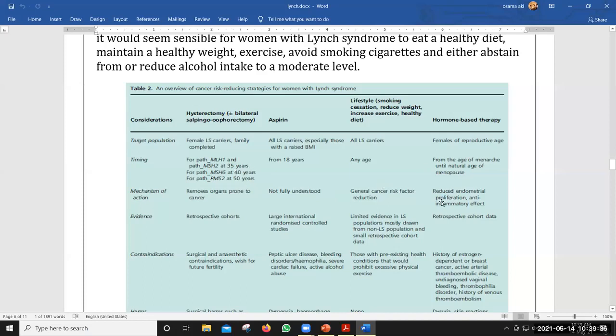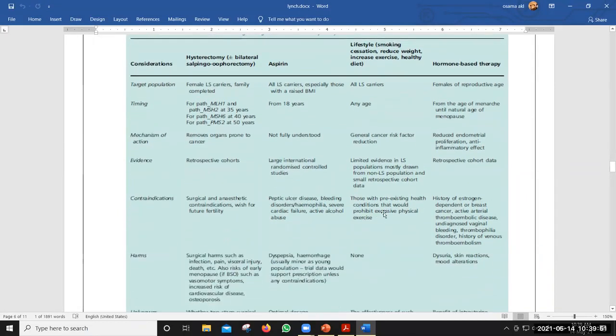Lifestyle measures, like smoking cessation, weight reduction, avoiding alcohol, and exercise. We don't have enough studies, but they cost nothing and they are safe. It's recommended for all to improve general health. Okay.